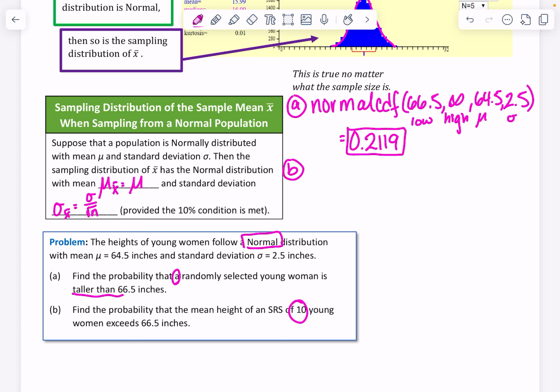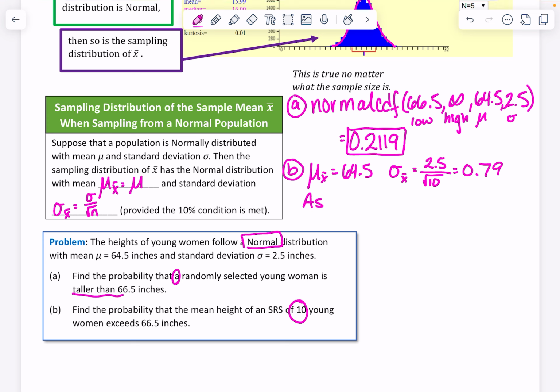Now part B, find the probability the mean of a sample of 10 women exceeds 66.5. So it's not rare, but like 20% of women are taller than 66.5 inches. What's the chance that 10 of them are taller than 66.5? Whenever you find your answer, it should be a smaller number. It's a lot harder to find 10 people to be taller than average instead of just one. So first we find the average. The average of our sampling distribution is just the population average, so 64.5. The standard deviation of our sampling distribution is the old standard deviation over the square root of our sample size, so 0.79.